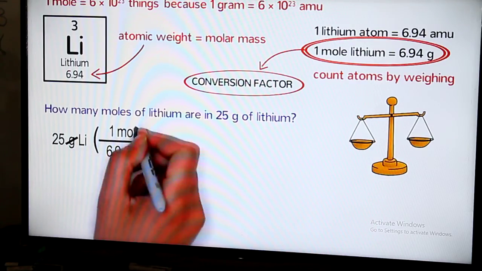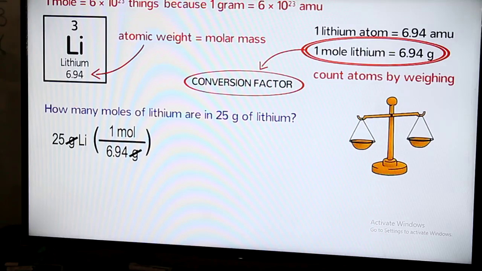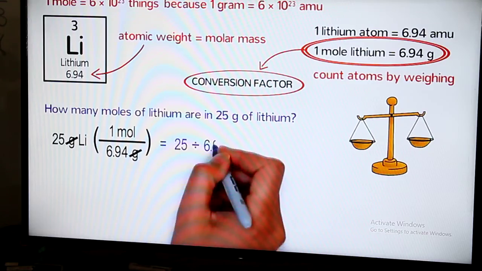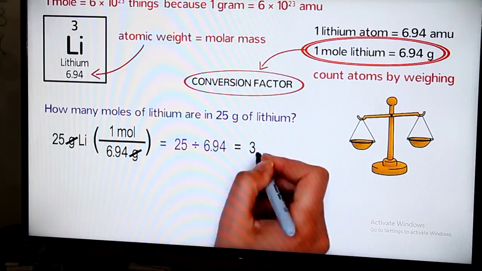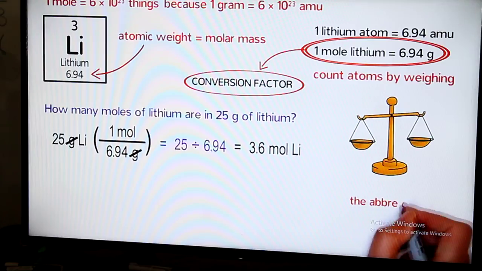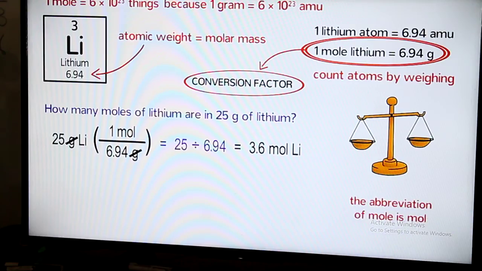Next, write 1 mole on the top of the fraction. Because the 1 is on the top of the fraction, this becomes a division problem. In your calculator, type 25 divided by 6.94. The answer is 3.6 moles of lithium. You may have been wondering, what happened to the E in mole? Well, it turns out that the abbreviation of mole is MOL. Isn't it just wonderful how much energy we're all going to save by not writing the E?